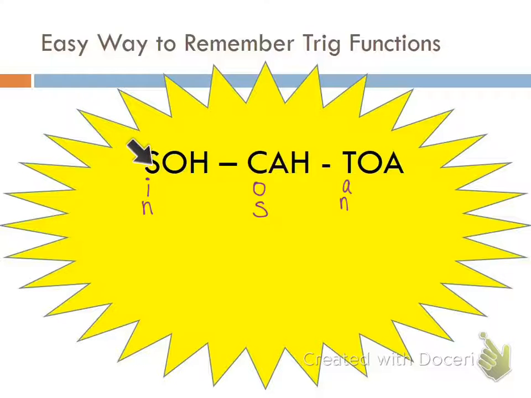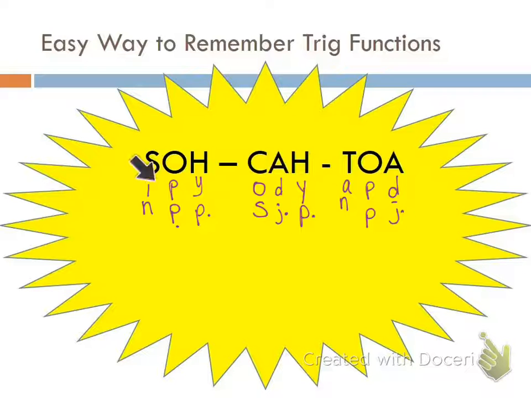Sine is the opposite side over the hypotenuse. So the O's stand for opposite, abbreviated OPP. Hypotenuse, HYP. What do you think the A stands for? The adjacent side, which I'll abbreviate ADJ. Adjacent side over hypotenuse for cosine, opposite over adjacent for tangent.